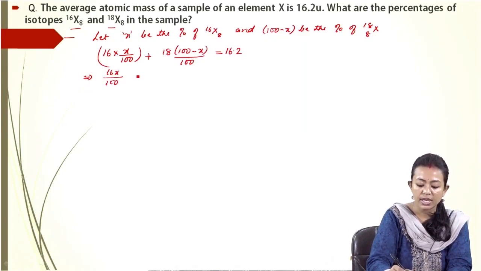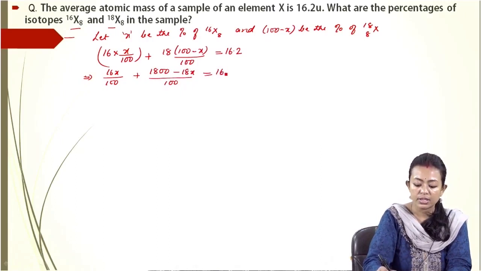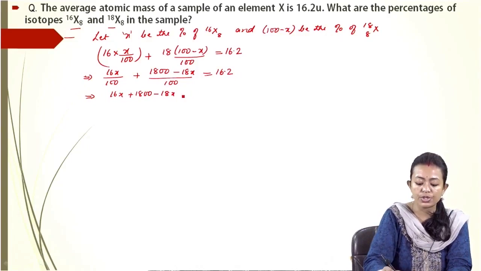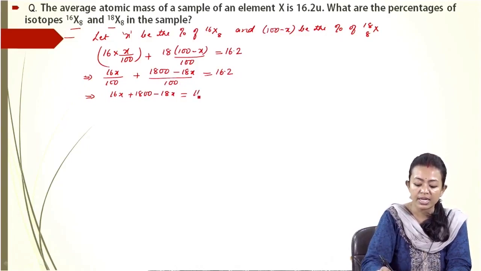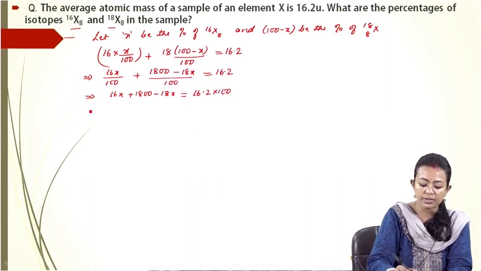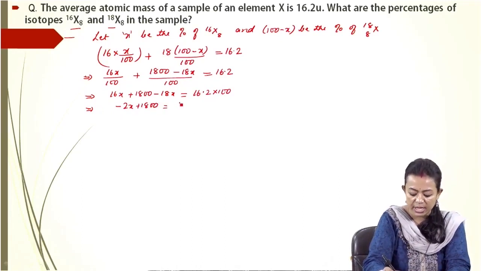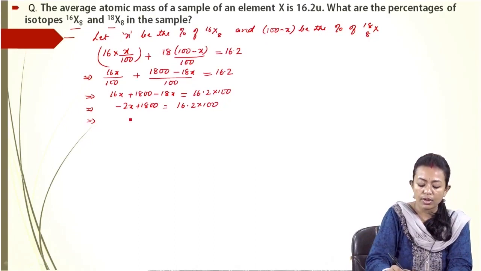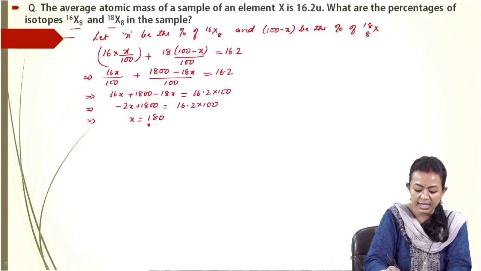Or 16x by 100 plus 1800 minus 18x, which is equal to 16.2, or I can say 16x plus 1800 minus 18x is equal to, if I transfer this 100, then it's going to be 16.2 into 100, or minus 2x plus 1800 is going to give us 16.2 into 100, or x is equal to 180 divided by 2, which is equal to 90.